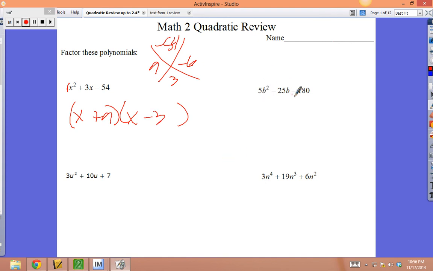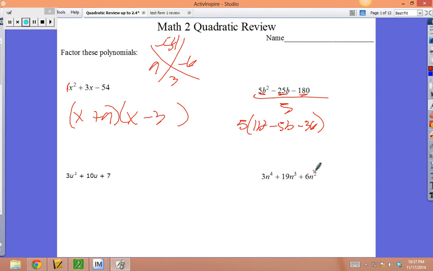The next one, 5b squared minus 25b minus 180. You should look at that. It's not going to be as easy as the first, but each of these can be divided by 5. So let's divide each of those by 5, which is the greatest common factor. So always try and pull out as much as you can. So 5, you divide them all by 5. 5 divided by 5 is 1b squared. 25 divided by 5 is a minus 5b, and 180 divided by 5, I gotta get my calculator, that's negative 36.